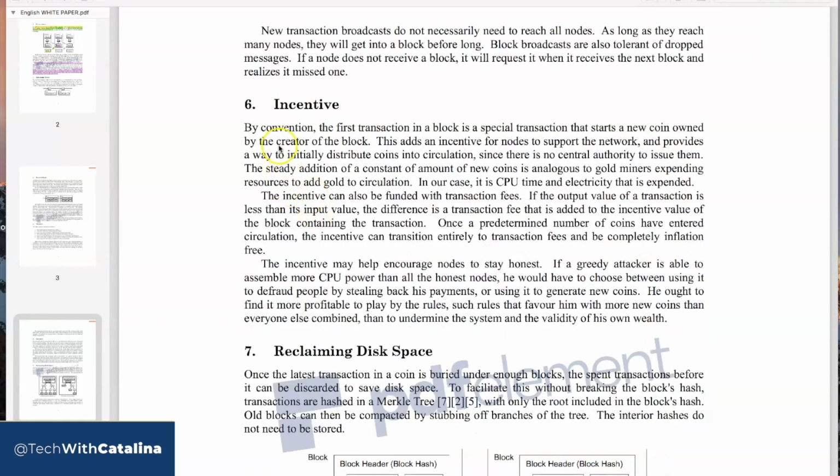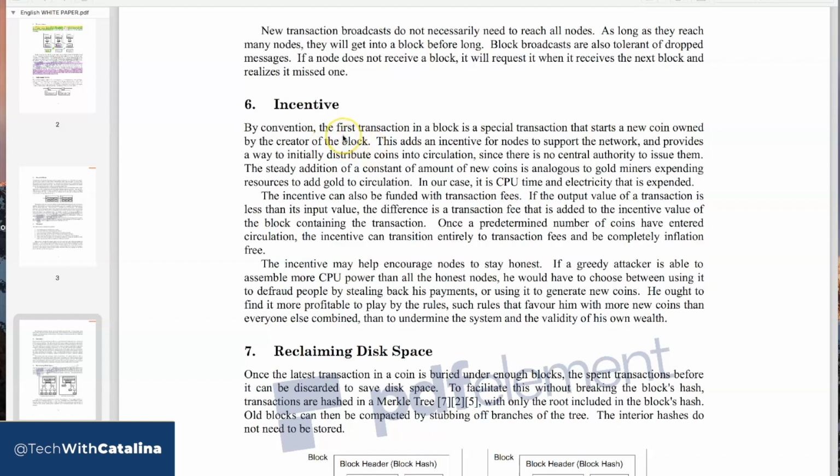All right, now we can continue to point number 6, incentives. And here Satoshi is talking about the economic incentives that the miners have in order to do their work honestly. Okay? And yeah, let's read it together, because everything that he wrote here are topics that we have already mentioned before. Look, by convention, the first transaction in a block is a very special transaction that starts with a new coin owned by the creator of the block.